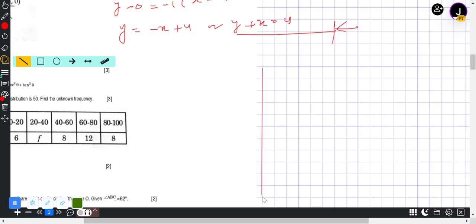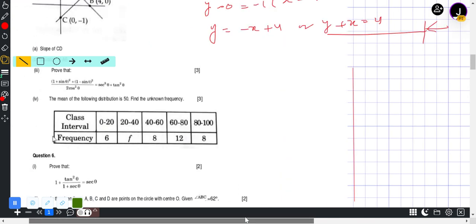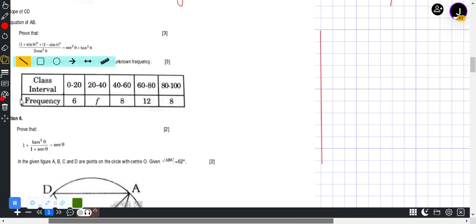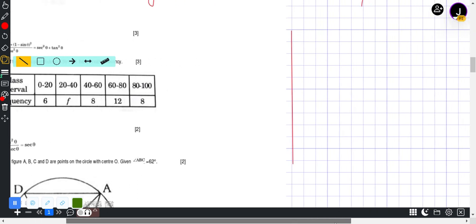Start from here on. So how many columns do I need? I need 1, 2, 3, 4, 5, 6. So 6 rows and 1. I have to do sigma fx over sigma f. Okay, that's it. So this is for your mean, and one more point.